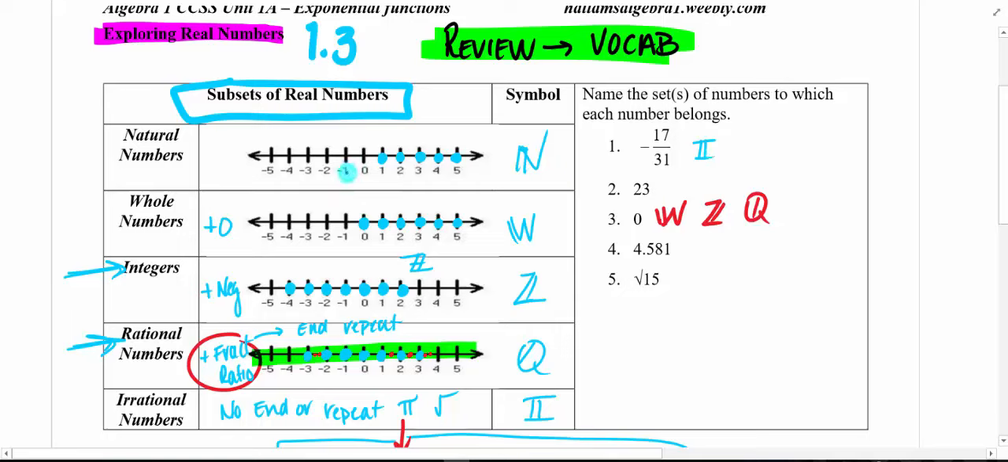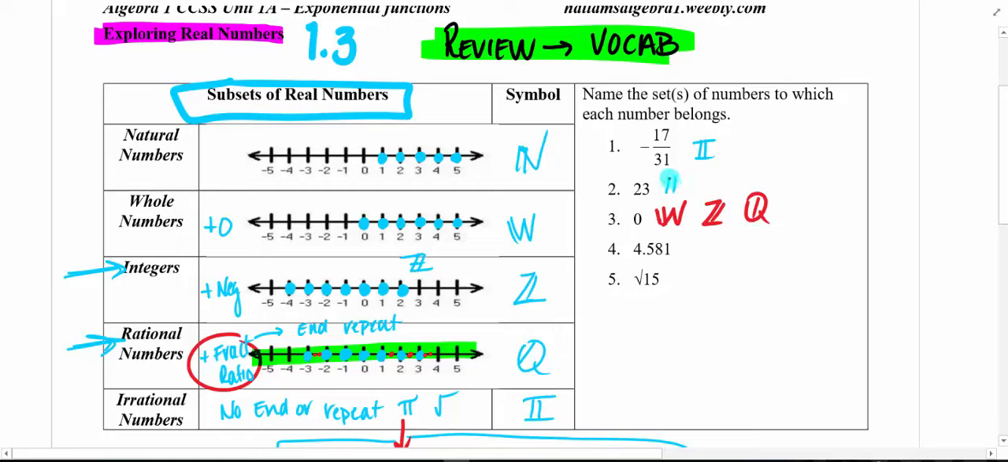23, can we find it in the natural numbers? Yeah, it's a number we can count on our fingers and our toes, plus our friend, our whole numbers. Add 0, it's still there. Add the negative numbers, it's still there. On the positive side, add the rational numbers, it's still there. So it really belongs to just about every set except for the irrational numbers.